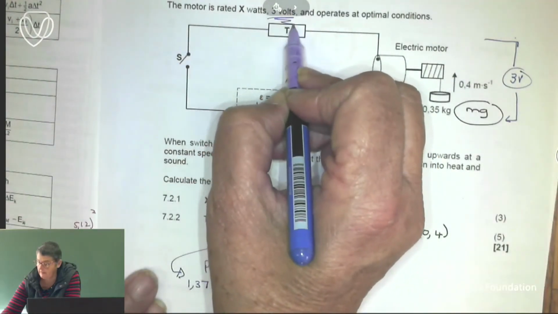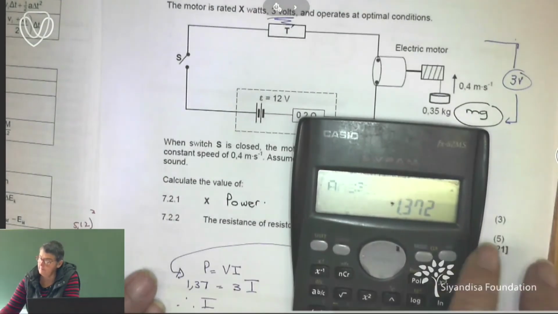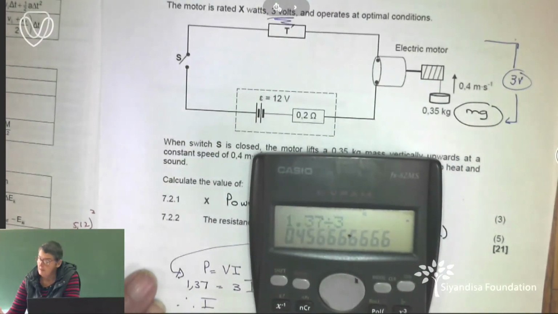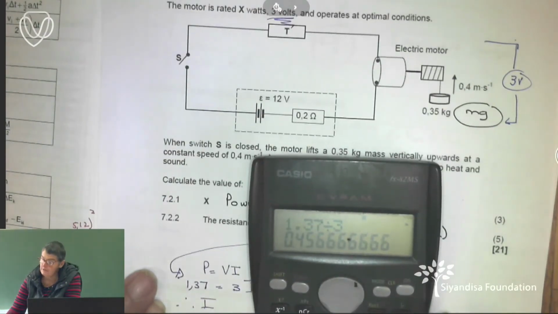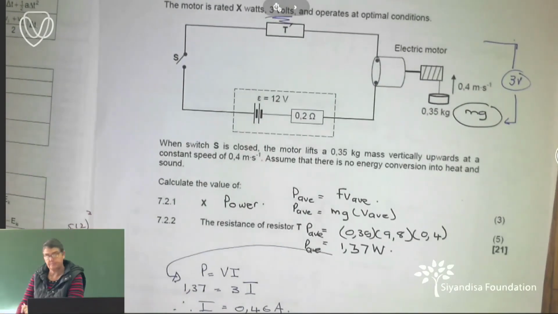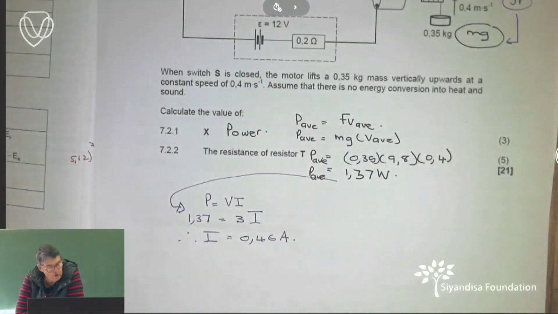There it is. So therefore, I is going to give me 1.37 divided by 3, which gives me 0.456. So my current is going to be 0.46. So my current is going to be equal to 0.46 amperes. Now I still haven't answered the question, because the question was, what is the resistance?